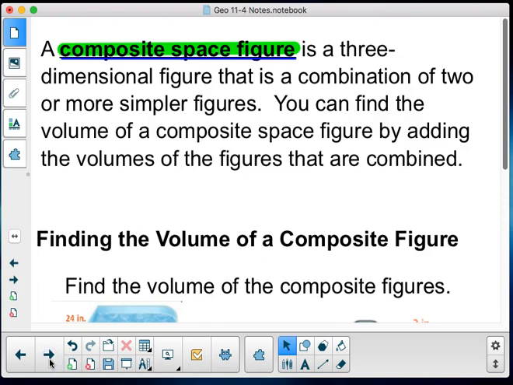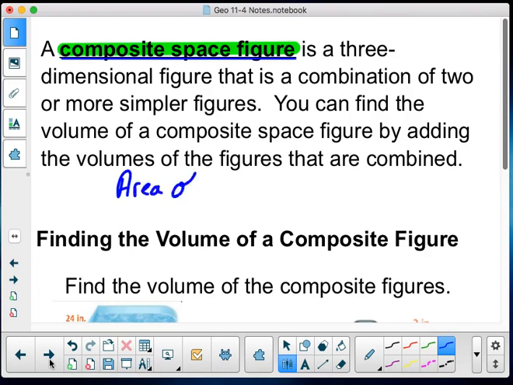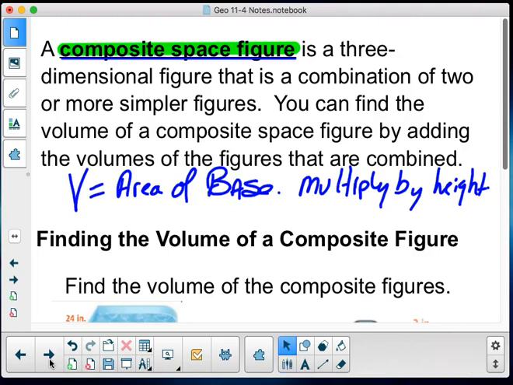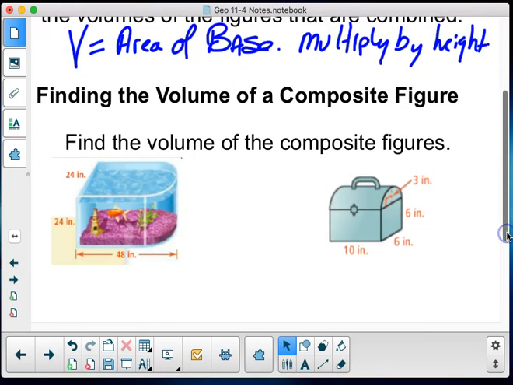Now, a composite space figure is a three-dimensional figure that has a combination of 2 or more simpler figures. You can find the volume of a composite space figure by adding the volumes of figures that are combined. And I'm saying right now that your focus is area of base. You find that base area, then multiply by height. And guess what? That's volume. So always focus on that area of the base. That's our theme. Now, we're supposed to find the volume of the composite figures.